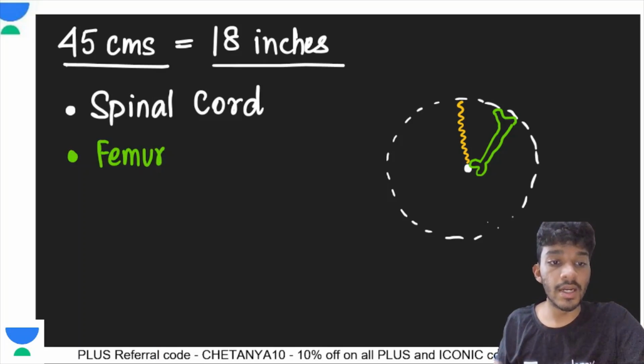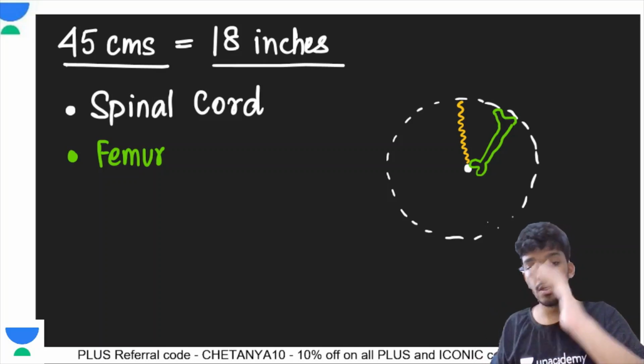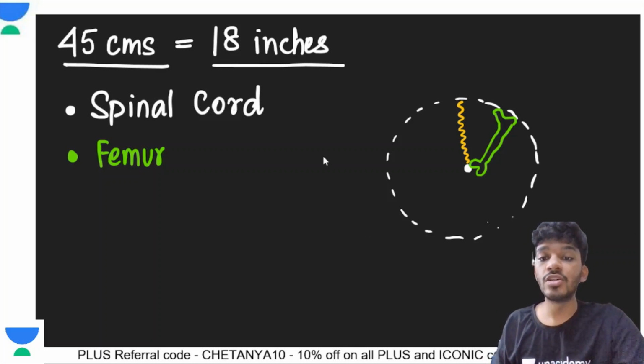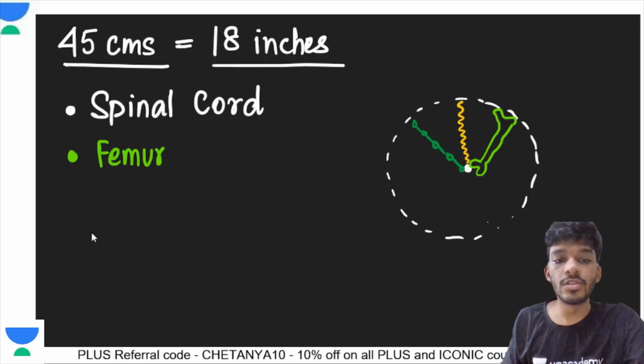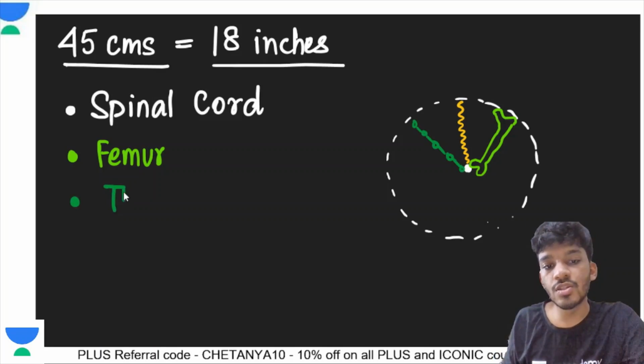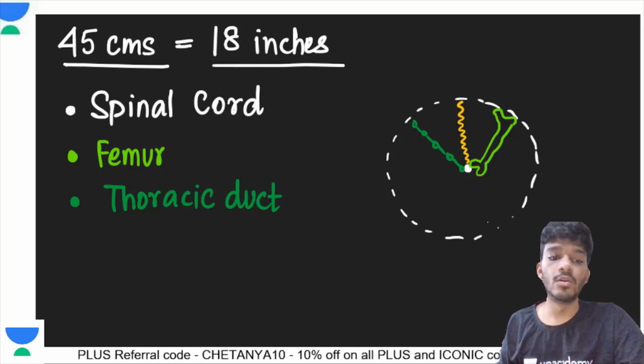Third structure that I want you guys to remember. So this is an adult femur, of course, right? For a person who is an adult. And next structure that you guys can fit in here is this structure, right? And you can make out that this is a beaded sort of a structure. So this is basically your thoracic duct. It is also almost 45 centimeters in length, similar to the spinal cord.